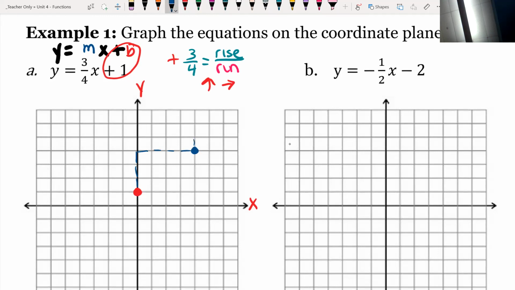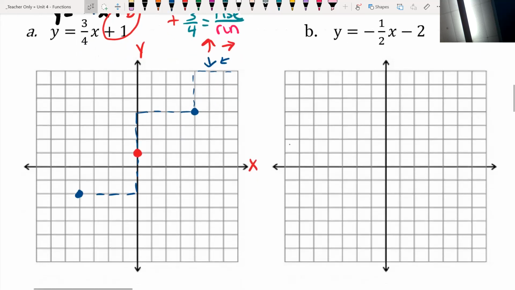We would go again up 3, right 4, but we can't keep on going up and to the right, so then we go down and to the left. We go down 3, left 4. Again, we have the same issue where we can't go any further. So now we have as many points as we can, and we're just going to connect those.